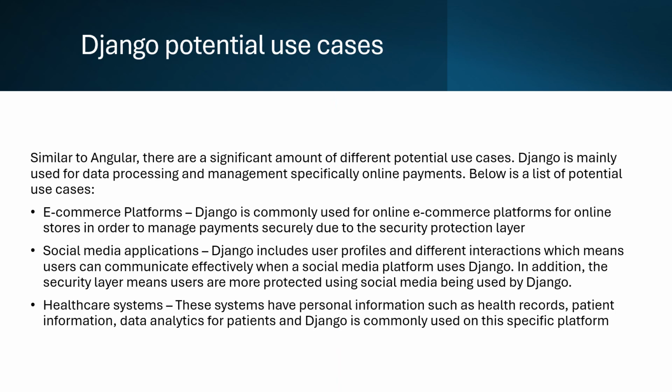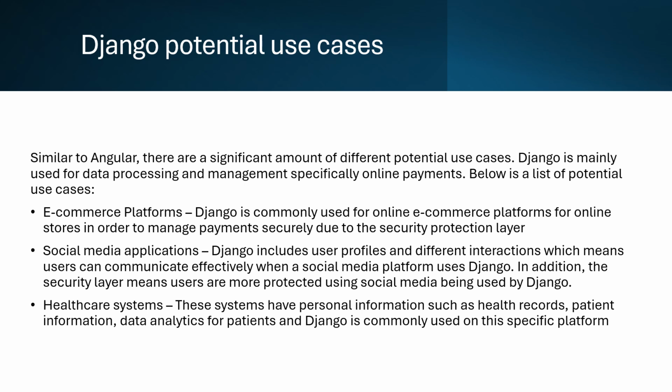So, Django potential use cases. Similar to Angular, there is a significant number of different potential use cases. Django is mainly used for data processing and management, specifically online payments. Below is a list of potential use cases. For example, e-commerce platforms. Django is commonly used for online stores in order to manage payments securely due to the security protection layer. Social media applications.